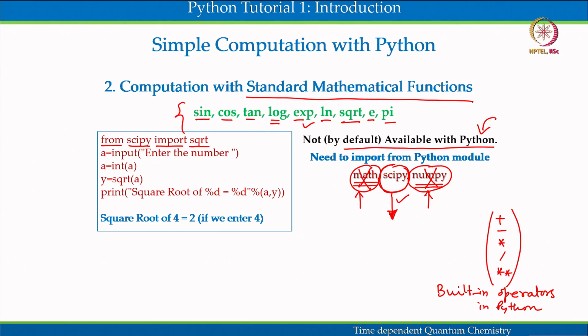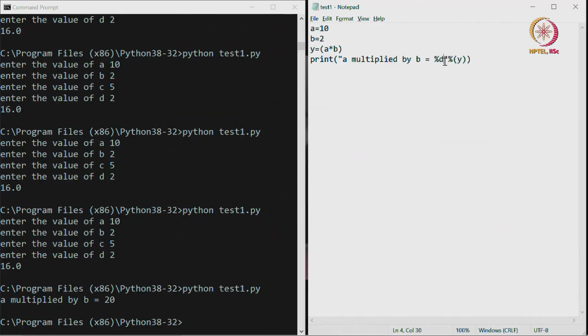So we will now demonstrate in the laptop. From SciPy, import sqrt, this mathematical function you import. I can write down here for my instruction, importing required function from SciPy. This line starts with hash, so it will not be executed while running the Python program.